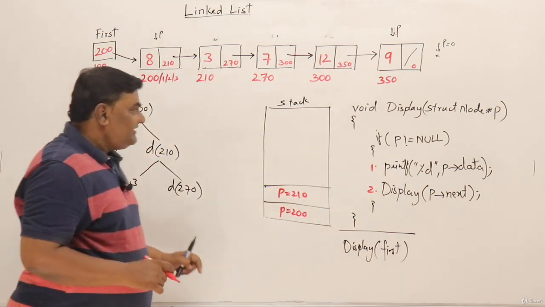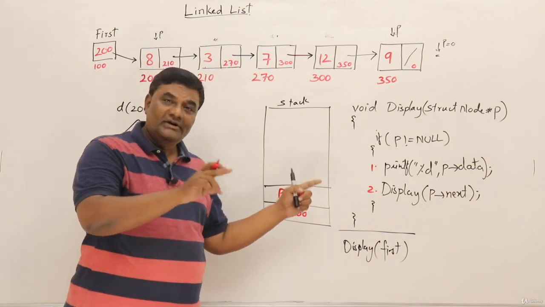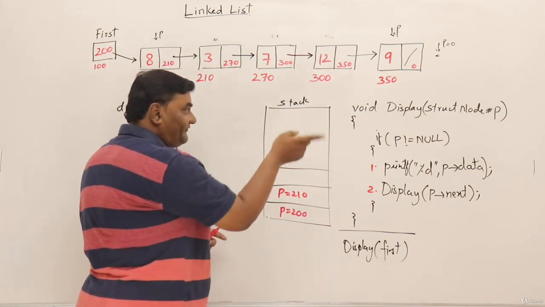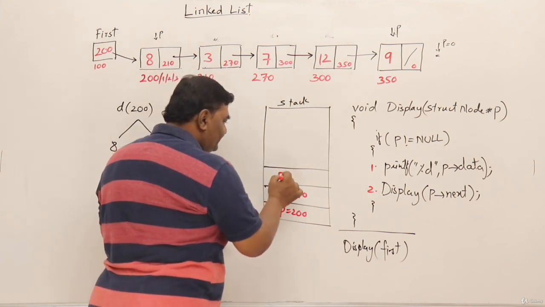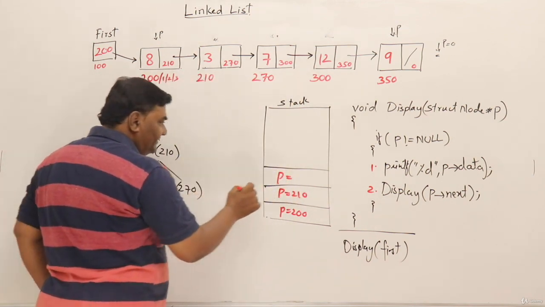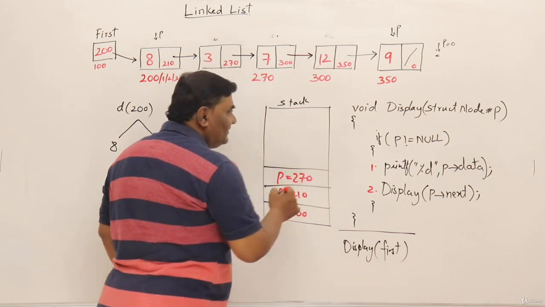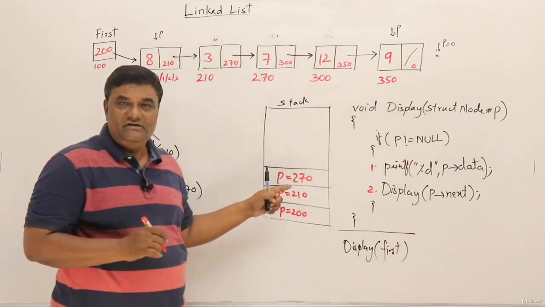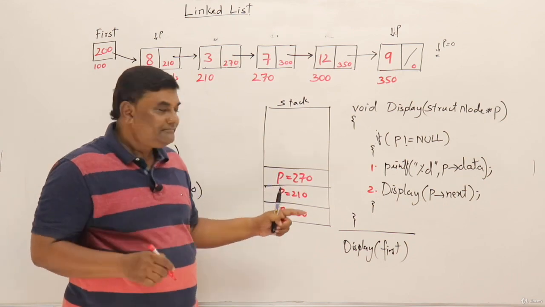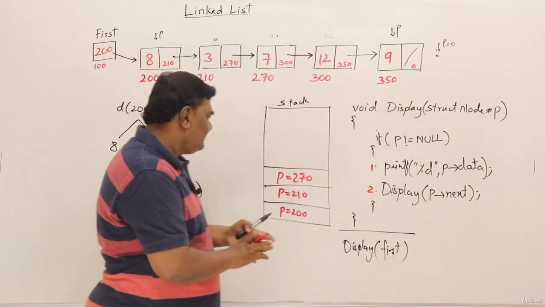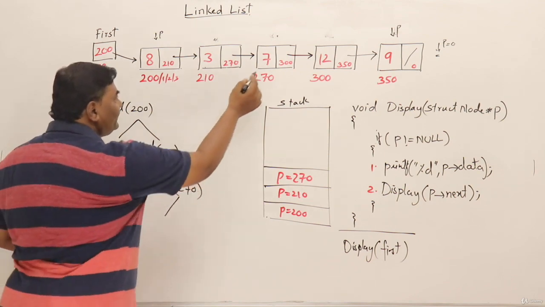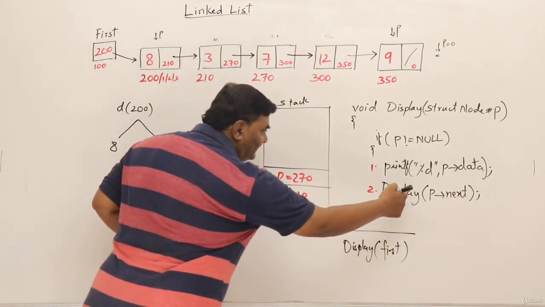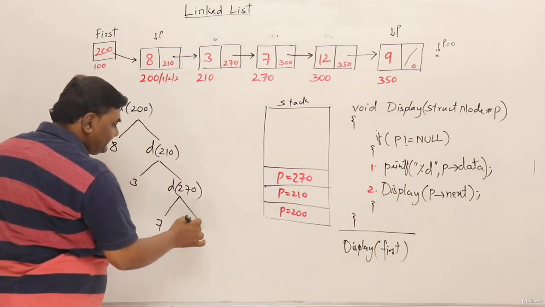Now D of 270 is called. Again a new activation record is created. This is a fresh call and the p value is 270. Enter inside. p is not null. 270 is not null, it's not 0. Print the value. This node has value 7. Then the second step, call itself for the next node.